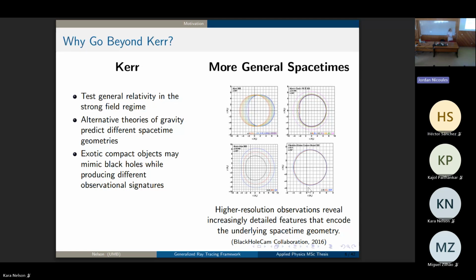And then things like exotic compact objects might have a Kerr-like shadow, but not be a Kerr black hole. So we need different ways to distinguish these models and these images. And one of those ways is what we're doing, just extending to more general spacetimes.